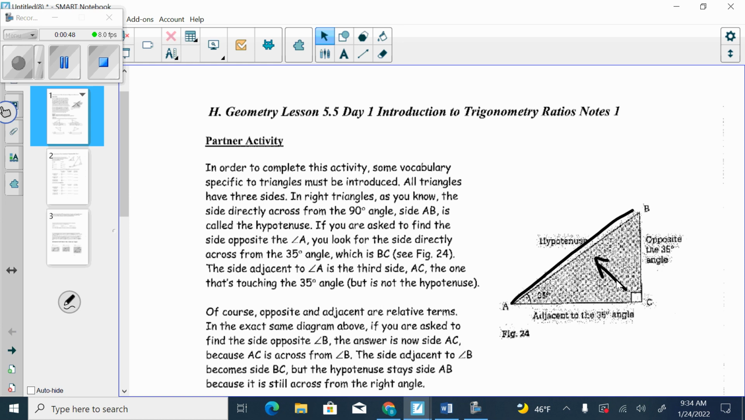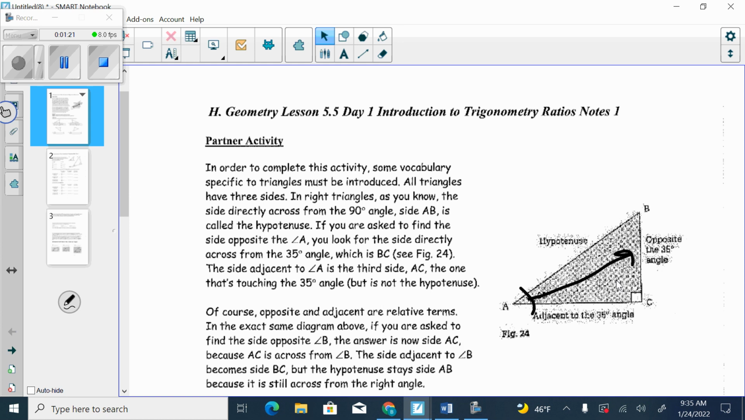If you are asked to find the side opposite of angle A, in this figure, here is angle A. I am looking for the side opposite from that angle, or the side across from it. In this case, that would be the side BC over there. Then they want to know what would be adjacent to angle A.